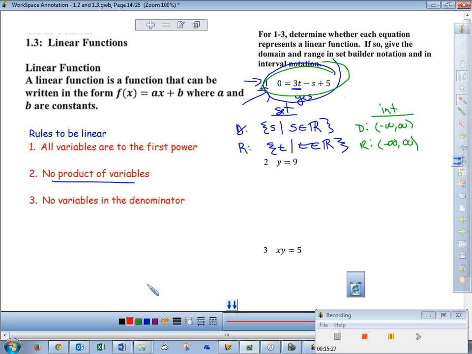Number 2, is he linear? All variables of first power, no product of variables, no variables in the denominator. Is he linear? Yes. Problem, it's not oblique though. What kind of line is that? Horizontal or vertical? Make a sketch.